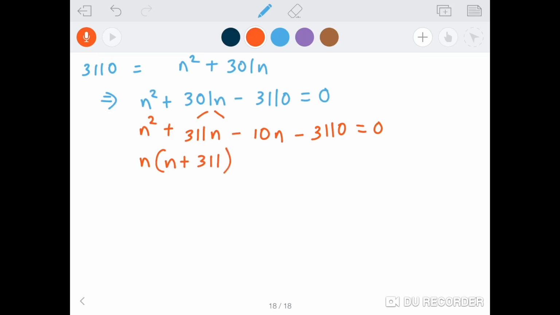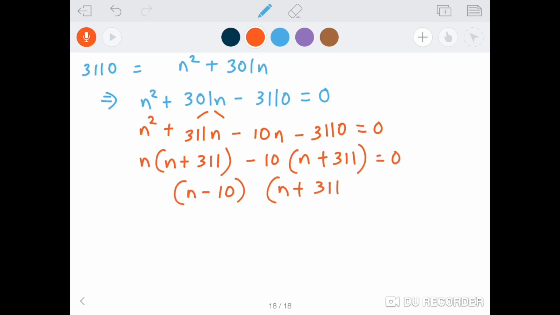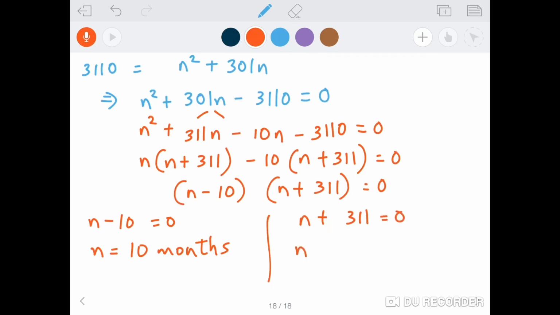Remember, n is always computed in months. The value of n that you're going to get will be the number of months. So I get n minus 10 times n plus 311 is equal to 0. So I get two possible values. I get n minus 10 equal to 0, indicating n is equal to 10 months, which seems all right. The other answer I get is n plus 311 is equal to 0, indicating n is minus 311, which cannot be true because you cannot have months measured in negative.